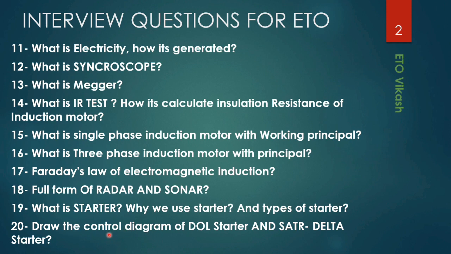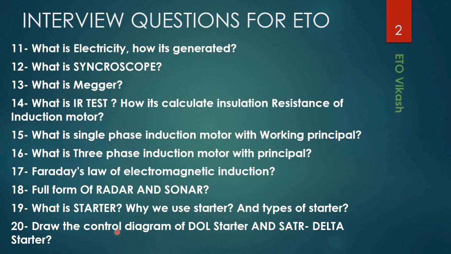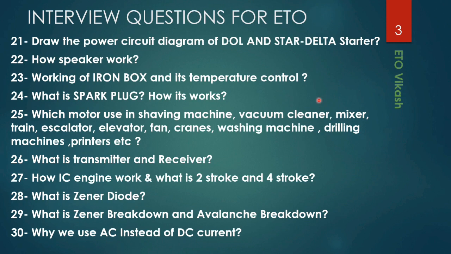In the control circuit we mostly give a 24 volt supply, and in the power circuit it will be like 220 or 440 volt. So for the control circuit you can Google, and from there you will get it. Now our 21st question: draw the power circuit diagram. Here is the power circuit diagram of direct online and star to delta. This one also you can find on Google.